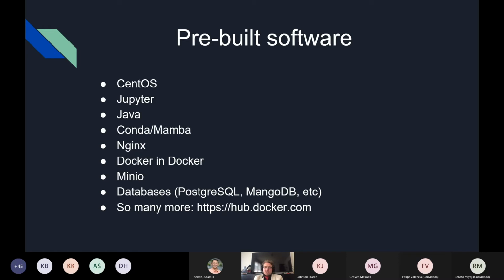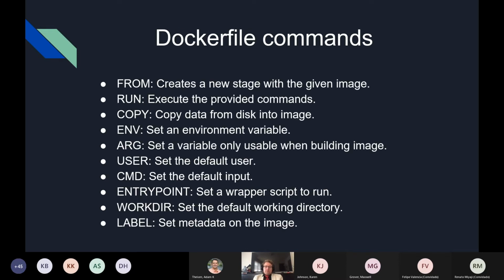Nginx web servers, Docker, MinIO, which can map local file systems to object storage for testing, databases. I mean, it's endless. If you type in Docker Hub and then some sort of software, you'll probably find compatible images. So there are a lot of Dockerfile commands, and the documentation and examples online are better than I could ever do.